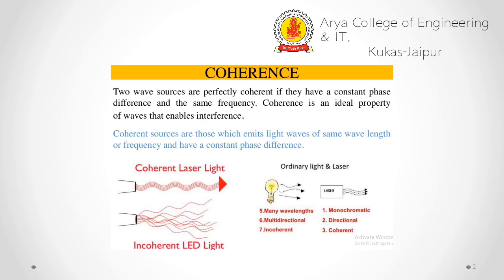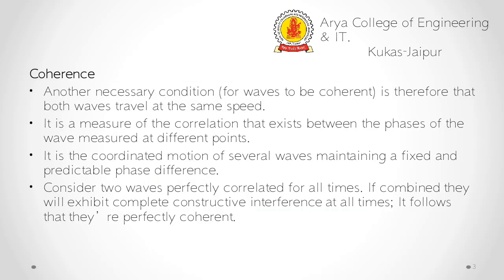In the case of ordinary light, it emits many wavelengths and is multidirectional, that's why it is incoherent. In the case of laser light, it is monochromatic, it emits in one direction, and it is a coherent source. Another necessary condition for waves to be coherent is that both waves travel at the same speed.